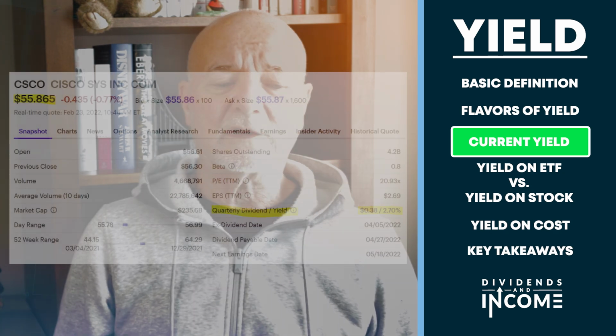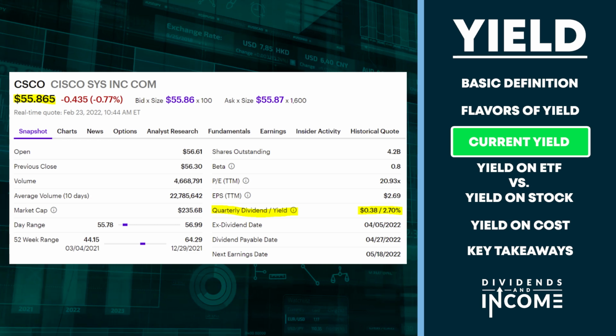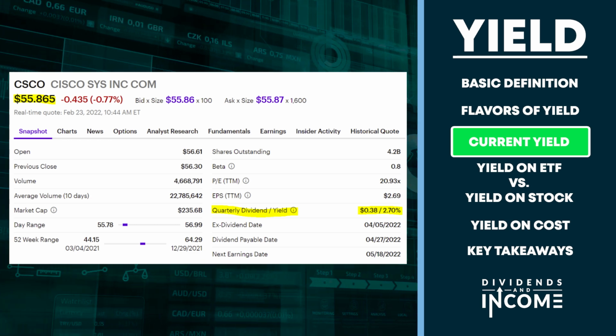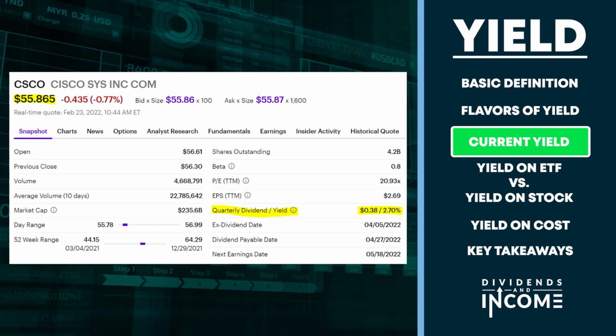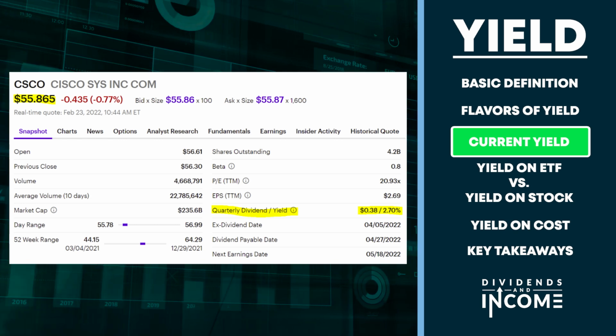Now let's look at a real stock. This shows the company Cisco as portrayed on E-Trade, where I keep two of my own portfolios. This is the snapshot that shows up first to give an overview of the company when you first click on it on E-Trade. I've highlighted two things on this slide.